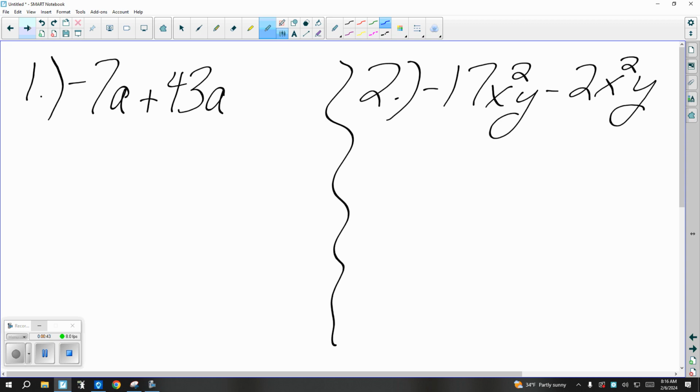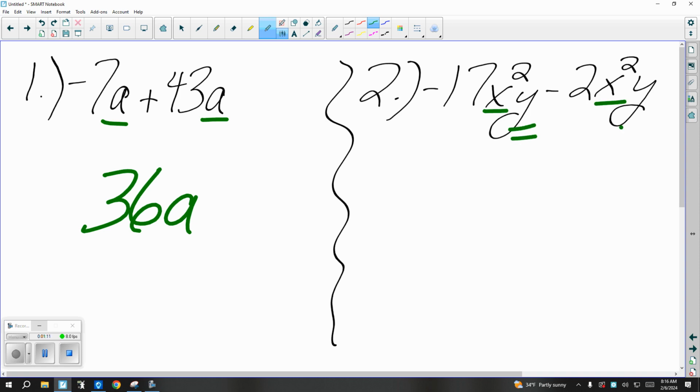Do you see how, yesterday I was using a highlighter and stuff, and you guys were like, hey, we don't have a highlighter. It's okay, underline then. Okay, so you see how those are both A? All you do is -7 plus 43 in a calculator, and you get 36A. And that problem's done. Okay, see how this is x squared, and that's x squared, and this is y, and that's y? Well, that's cool, they match up. So all you do is -17 minus 2, which is -19, x squared y.